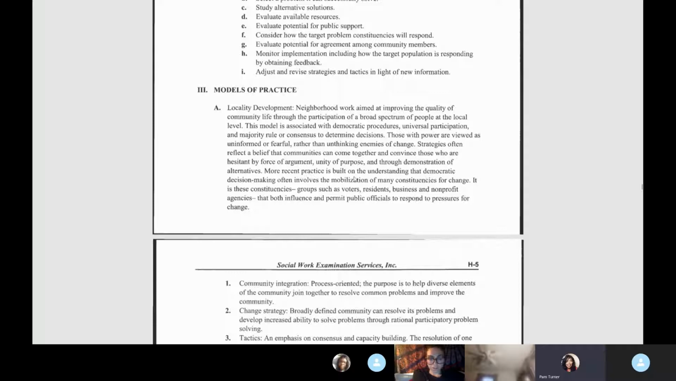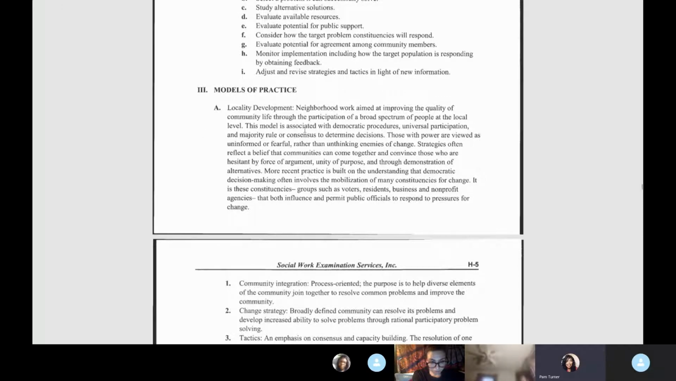Okay. So most recent practice built on understanding the democratic decision-making often involves mobilization of many constituents for change. Those are my voters. Okay. Groups as voters, residents, business, and nonprofit, all of those people really have to be on the same page. Okay. And it's a majority. That's the way it works. So we can't assume that my grandma doesn't want to vote. The assumption is that she's not aware of how much power she has.